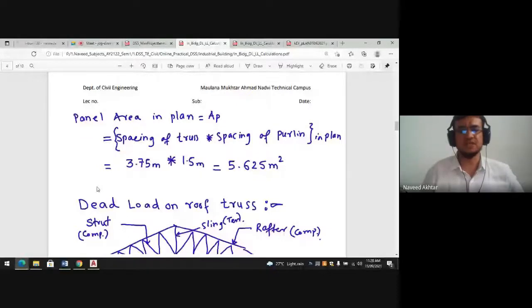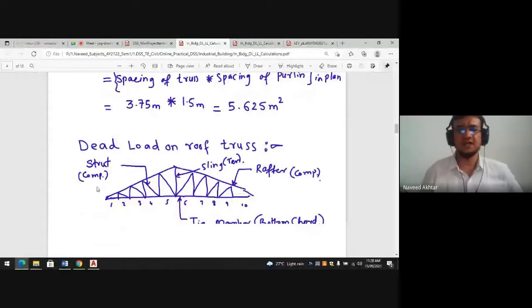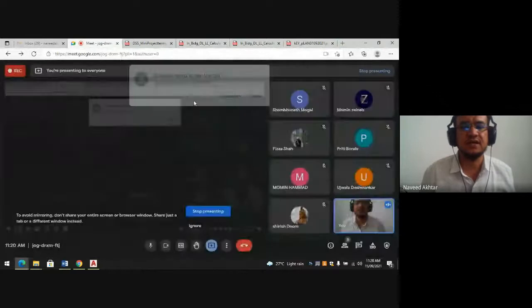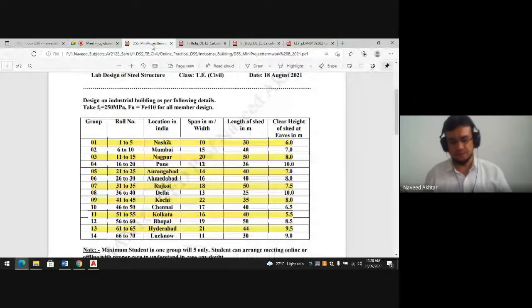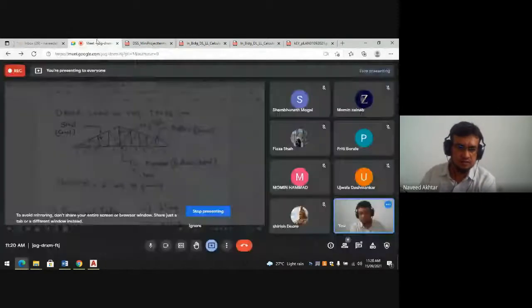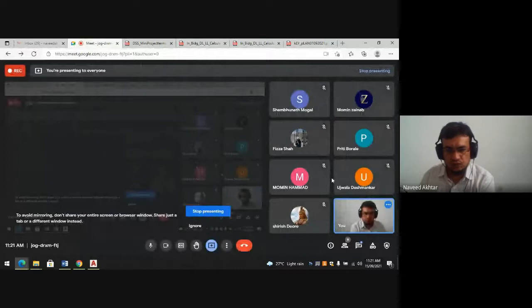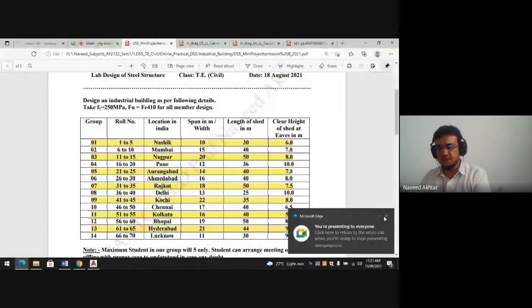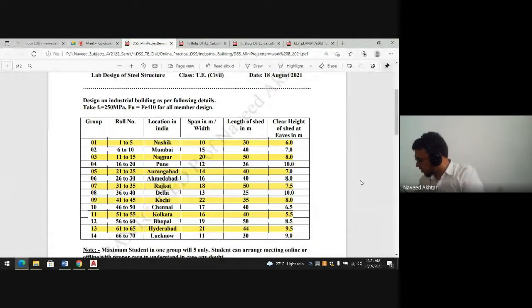That is nothing but the spacing of truss and spacing of purlin in plan. And then we started the dead load on the roof truss. For the roof truss I have selected one; you have to select your roof truss as per the example given. These examples I have already given to you.